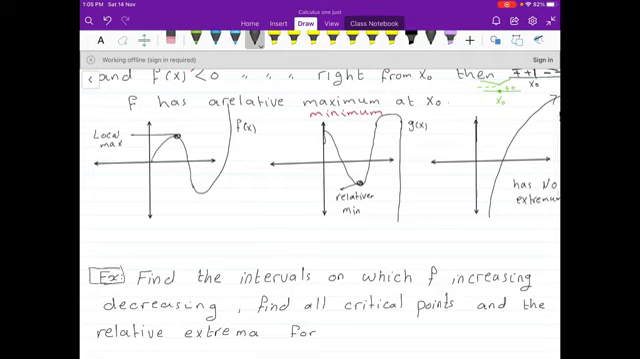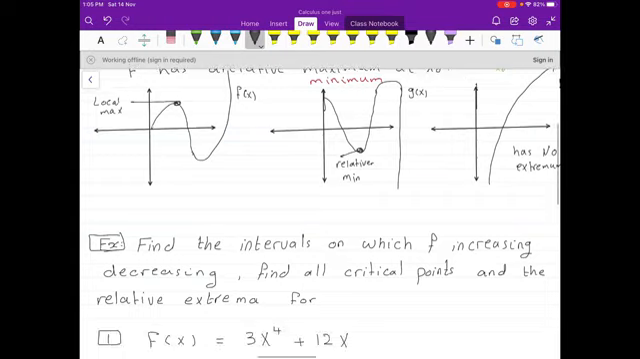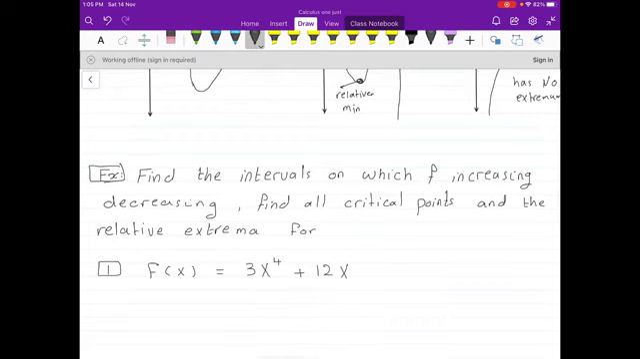Now, for example, find the intervals on which f increasing, decreasing, and find all critical points and the relative extrema for. The same procedure. كل هدول بإمكانك تجاوب عليهم من خلال f prime. Now, f(x) equals 3x to the power 4 plus 12x. Before you solve the question, what is domain f(x)? Obvious, you have polynomial, so domain f(x) are all real numbers. Now find f prime x. This is equal 12x to the power 3 plus 12.